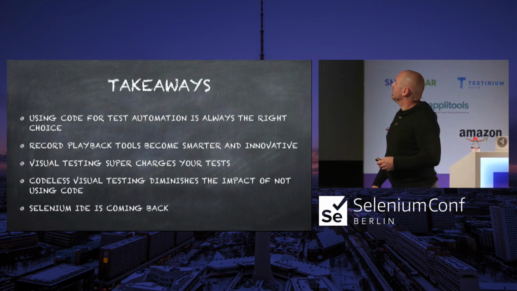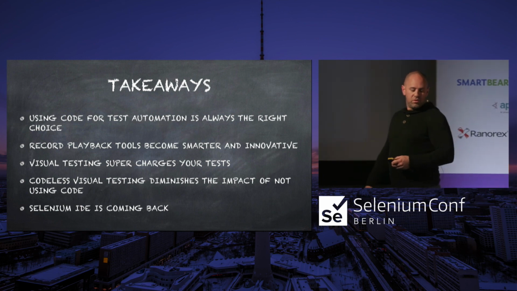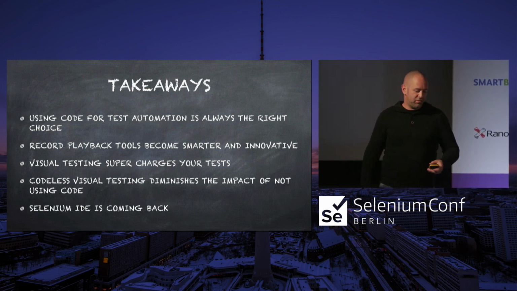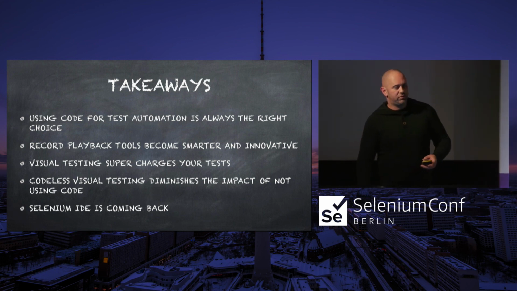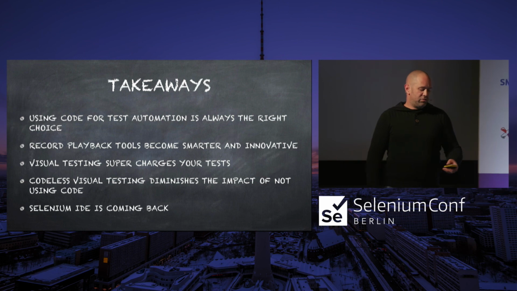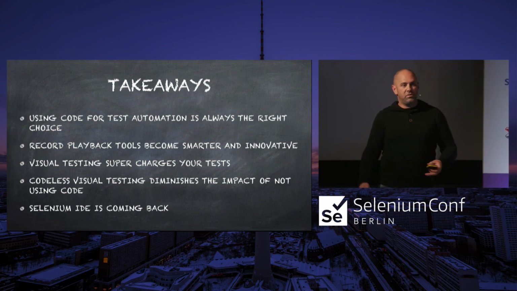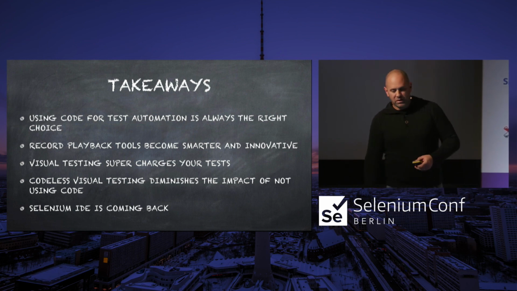Okay. So just a few takeaways. Using code for test automation is always the right choice. You're not mistaken to do it. Record playback tools become smarter and more innovative each year. Visual testing supercharges your tests, and codeless visual testing diminishes the impact of not using code. And also, Selenium IDE is coming back. Please spread the word, because many people were informed that it's reached its end of life.